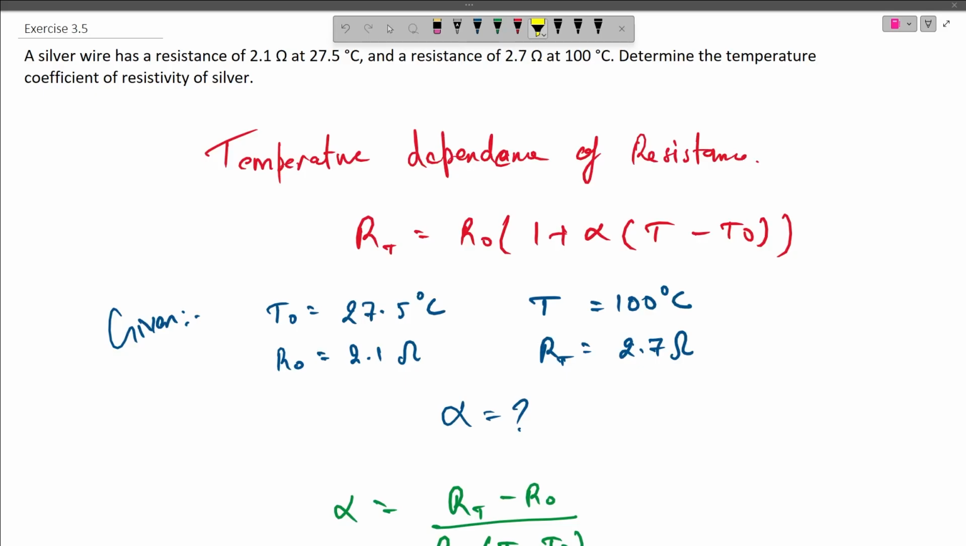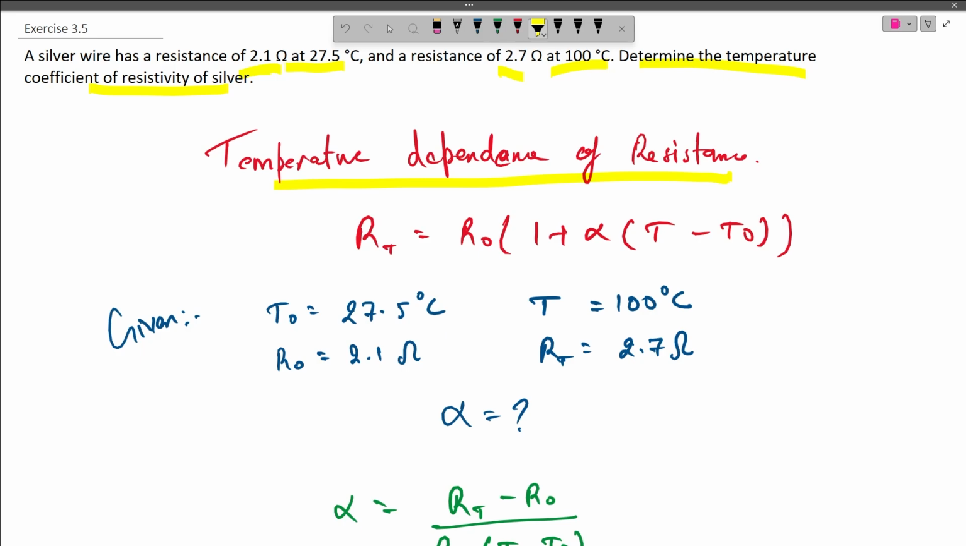The question says that a silver wire has a resistance of 2.1 ohm at 27.5 degrees centigrade and a resistance of 2.7 ohm at 100 degrees centigrade. Determine the temperature coefficient of resistivity of the silver.